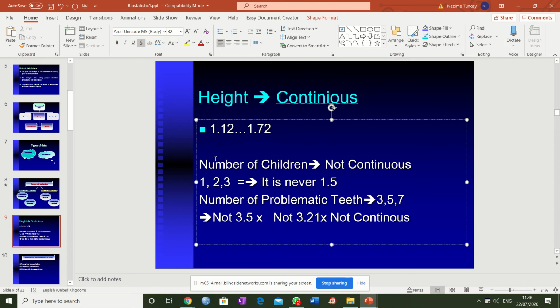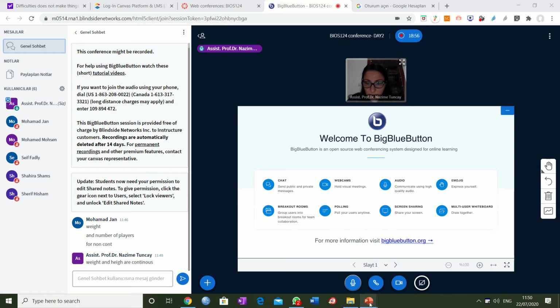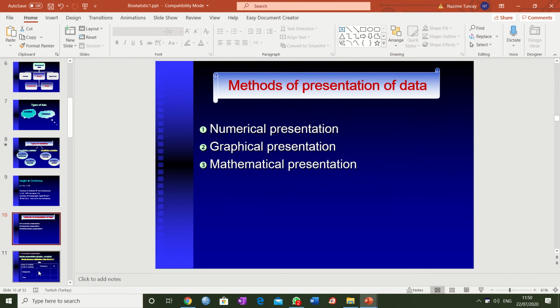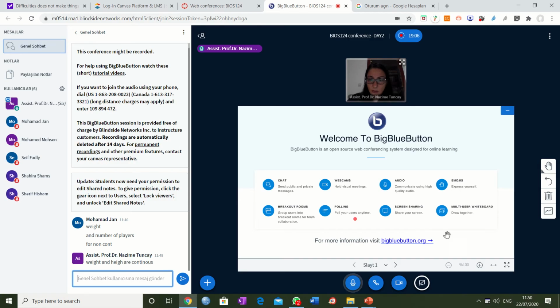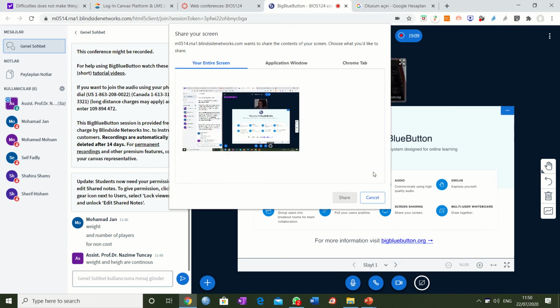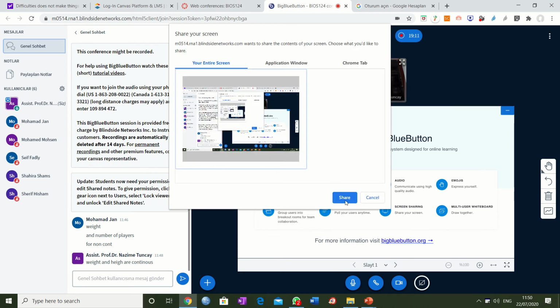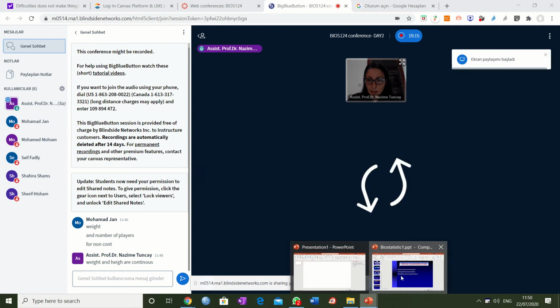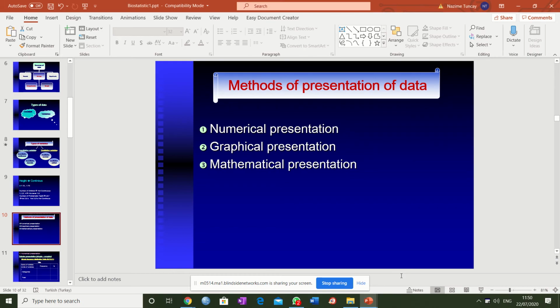Okay. So would you like to give me examples of continuous and not continuous variables? This record, and I went to my presentation. Okay. So here we can have numerical presentation. I didn't share my screen. I remembered it now. I am sharing my screen, and I return to my presentation. Now you can see it.